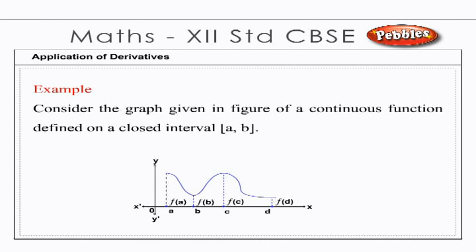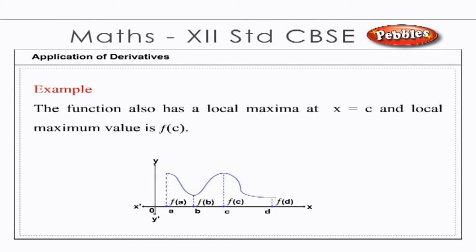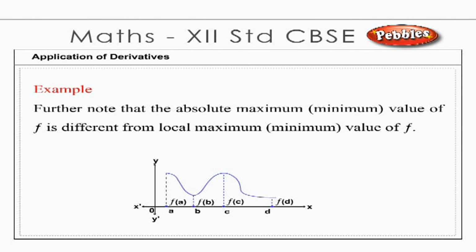Example: consider the graph given in the figure of a continuous function defined on a closed interval [a, b]. Observe that the function f has a local minima at x = b and local minimum value f(b). The function also has a local maxima at x = c and local maximum value f(c). Also, from the graph, it is evident that f has absolute maximum value f(a) and absolute minimum value f(d). Further, note that the absolute maximum/minimum value of f is different from the local maximum/minimum value of f.